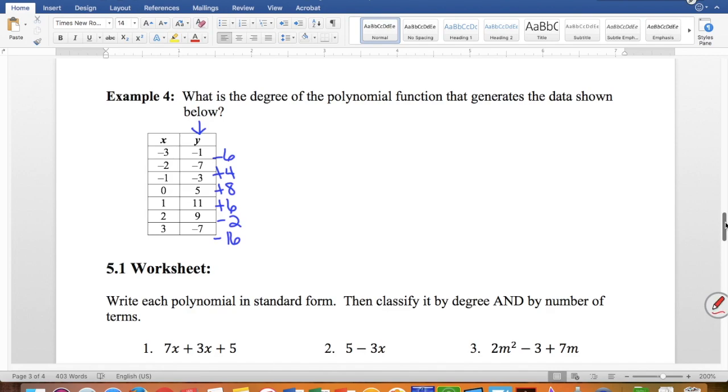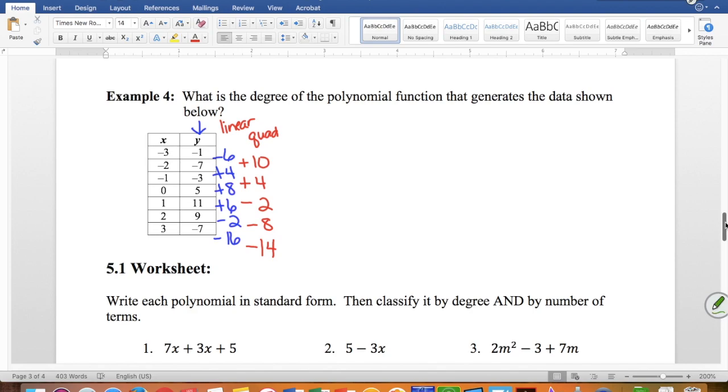So from -6 to 4, I am increasing by 10. And then from 4 to 8, I'm increasing by 4. And then from 8 to 6, I'm decreasing by 2. And then from 6 to -2, I'm decreasing by 8. And then from -2 to -16, I am decreasing by 14. Again, no patterns. This would be a linear if we found a pattern in the first set. If we found a pattern here, this would be a quadratic. In the second set of differences, that means that my degree would be a 2. I don't have a pattern there, so I'm going to continue on and look for another pattern.